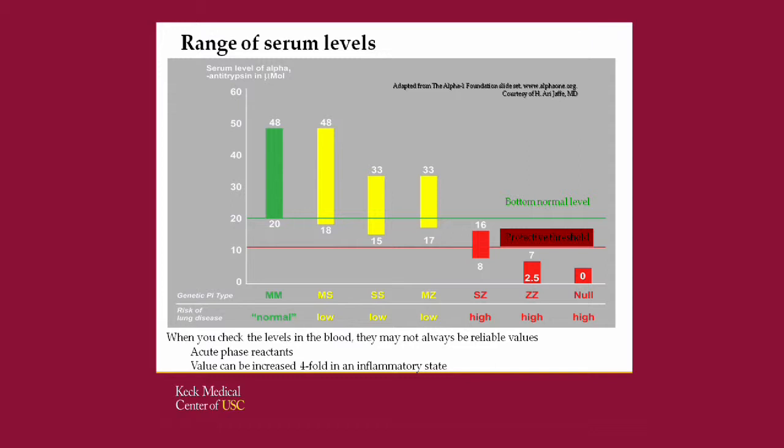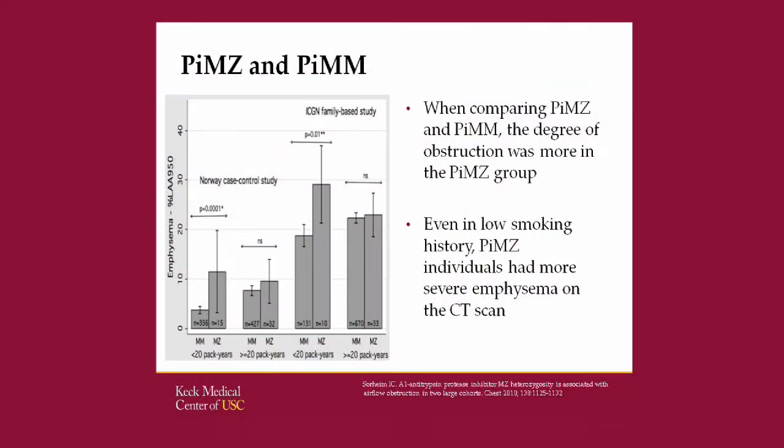When you check these levels, they may be high or normal based on the acute phase reactant; it can increase by 4-fold. But the reality is, are we checking enough for individuals with COPD? We talk about smoking cessation, but we're not necessarily doing this as much. Comparing the normal population to someone who's got an intermediate population, this was an evaluation of CT scans. And as you can see, even considering low smoking history, the patients in that intermediate category had more emphysema than these two categories compared to those who did not.